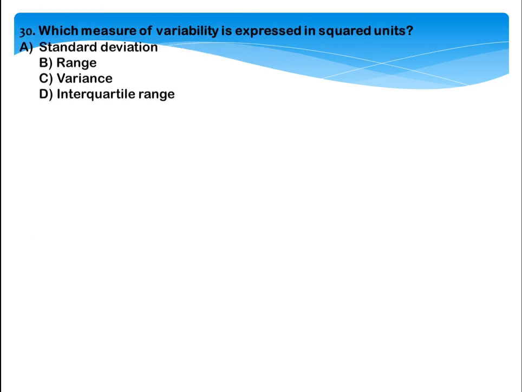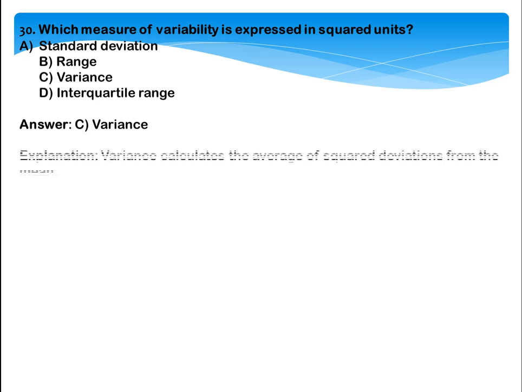29. Which measure of variability is expressed in squared units? A. Standard deviation. B. Range. C. Variance. D. Interquartile range. Answer, C. Variance. Explanation. Variance calculates the average of squared deviations from the mean.